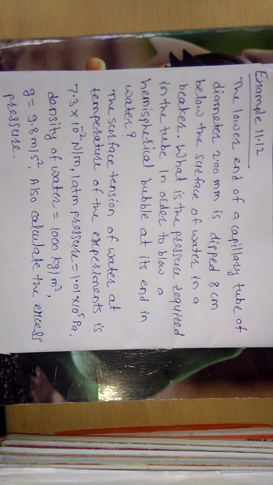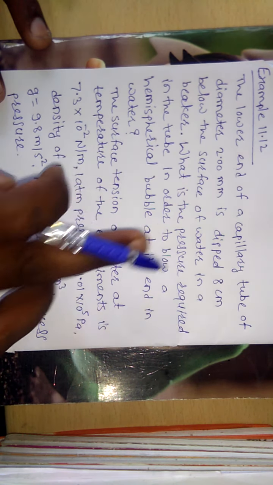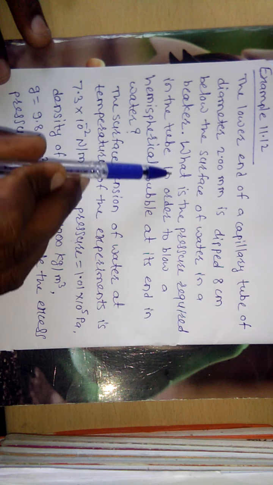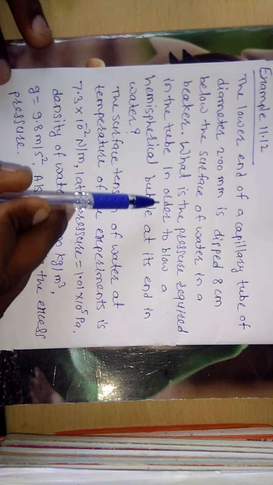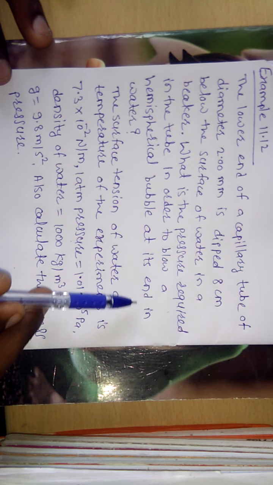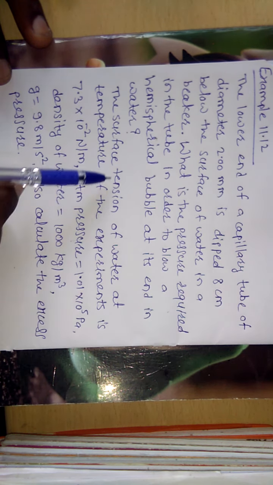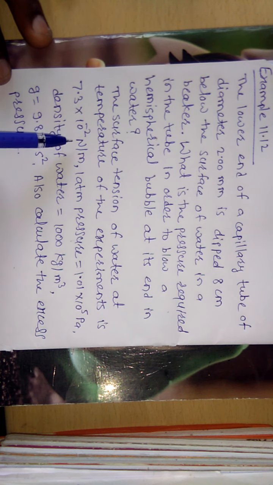11.12. The lower end of a capillary tube of diameter 2 mm is dipped 8 cm below the surface of water in a beaker. What is the pressure required in the tube in order to blow a hemispherical bubble at its end in water? The surface tension of water at the temperature of the experiment is 7.3 × 10^-2 Newton per meter.